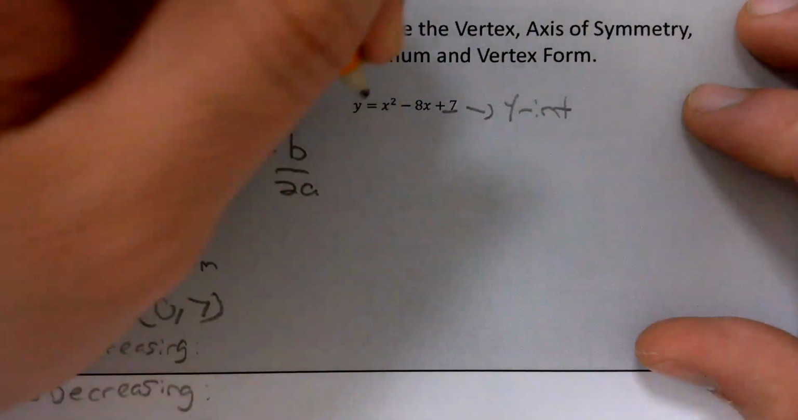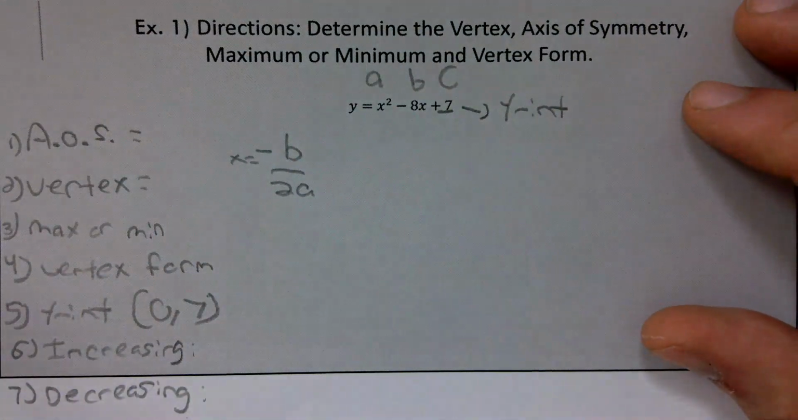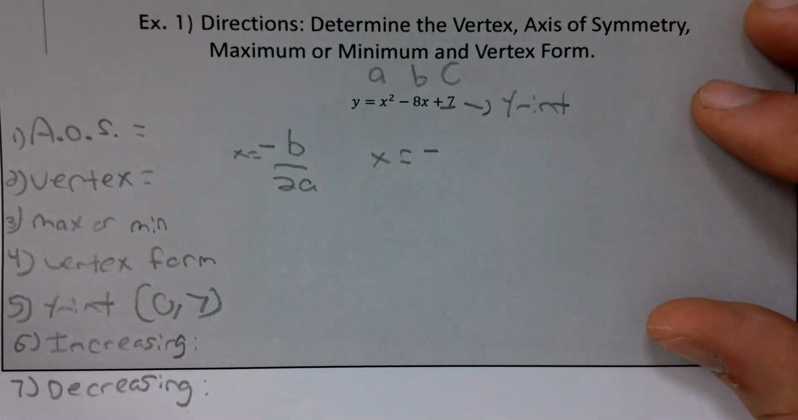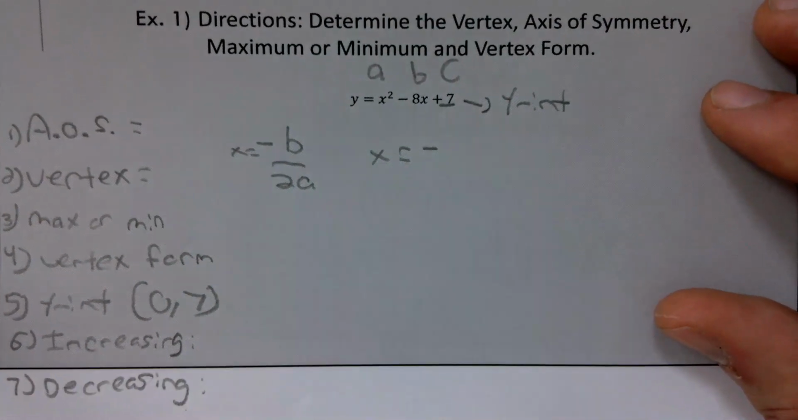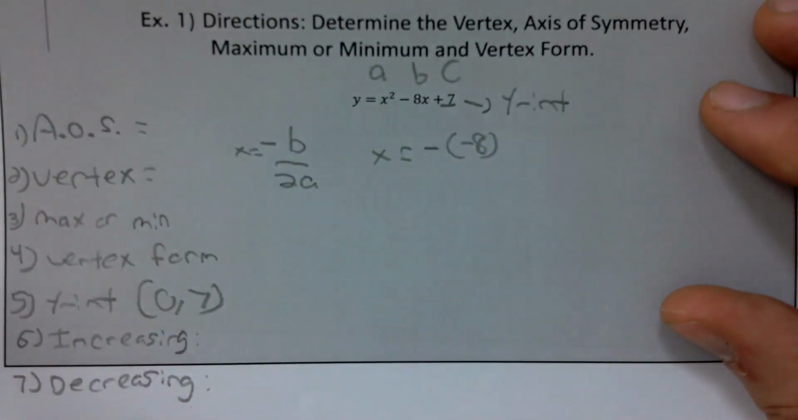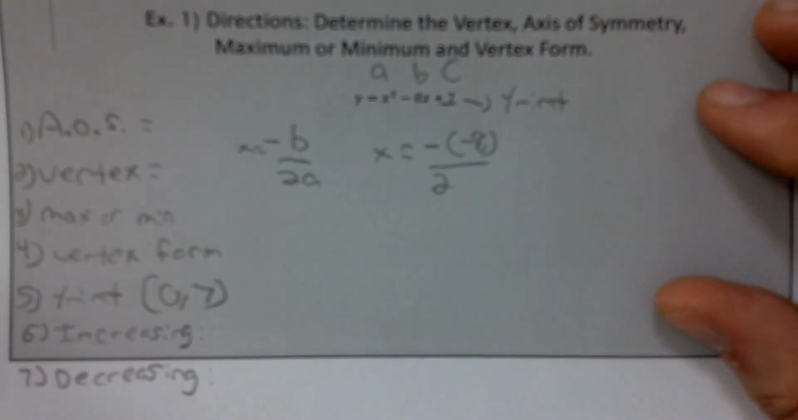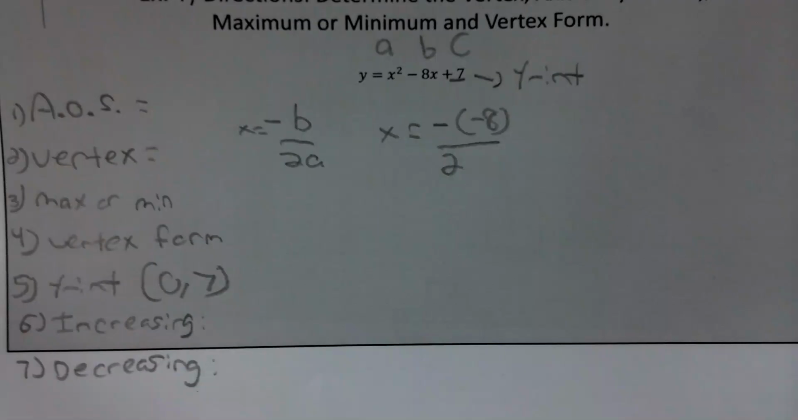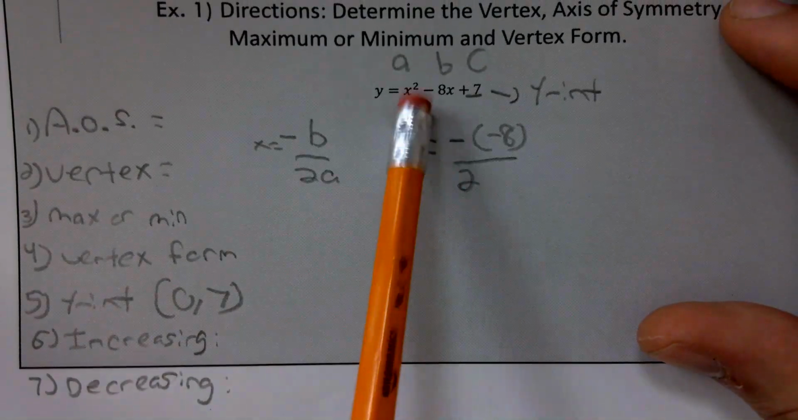Remember how quadratics work. This is a, this is b, this is c. So I'm going to put x equals, the negative is part of the formula. It's always going to be there. B is negative 8, so I'm going to open parentheses and put negative 8 inside parentheses. On the bottom, I'm going to put 2, because that's always part of the formula, always going to be there. A is this number in front, which is 1.